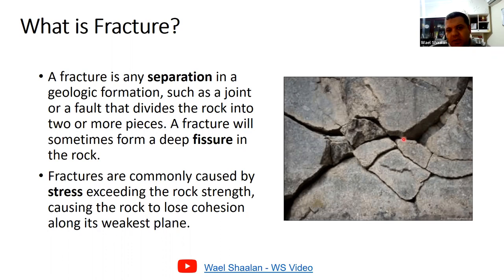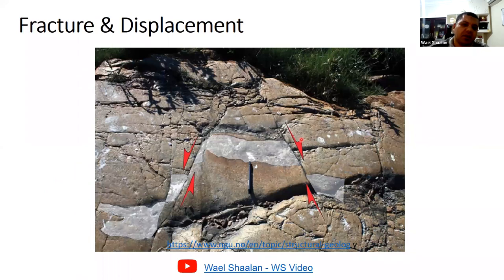Fracture and fault. As a geologist, we need to know, maybe we have several backgrounds here listening to us, but for geologists, you have to differentiate between fracture and fault.